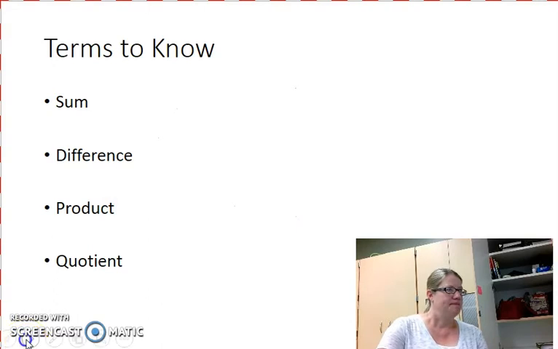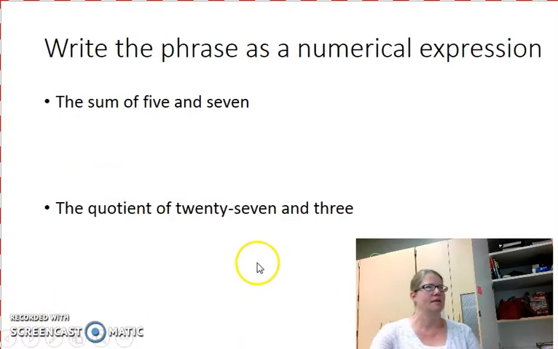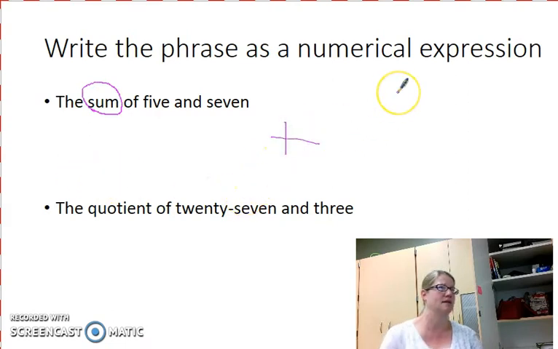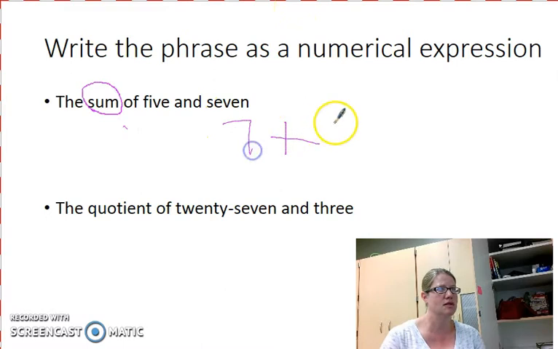All right, so let's go ahead and try some of these. So if I'm given the numerical expression, the sum of 5 and 7, I've got to look for the key words in here that are going to help me. So sum, we learned previously, is the answer to an addition problem. So I know I'm going to be adding something. The sum of 5 and 7, those are the two things I'm going to be adding. So this is just 7 plus 5. So now I've written this in words, and I've written it in math, 7 plus 5.